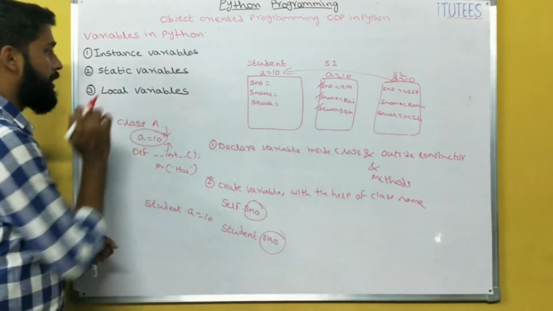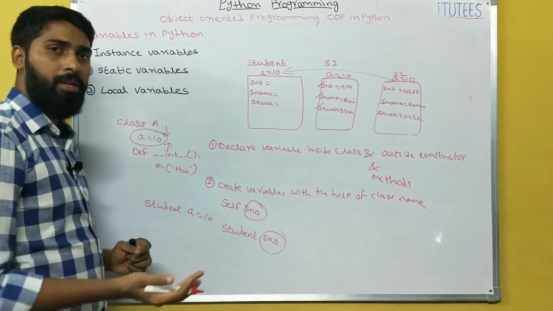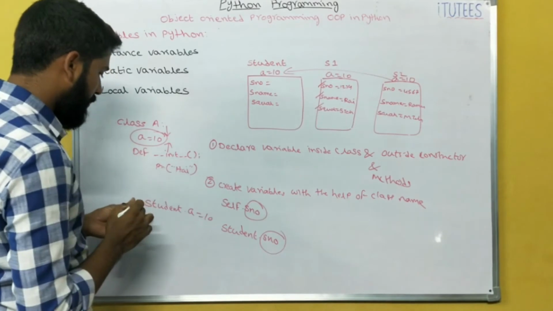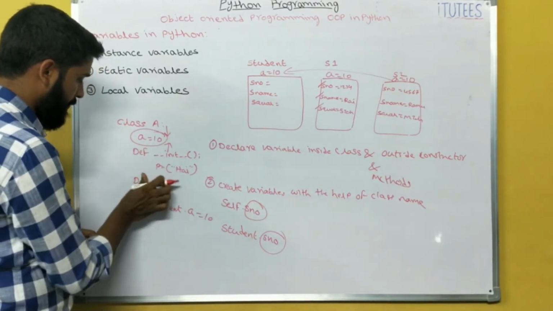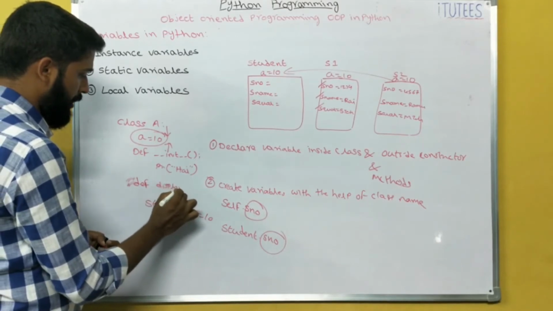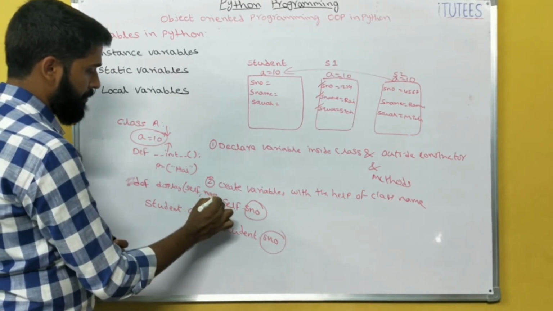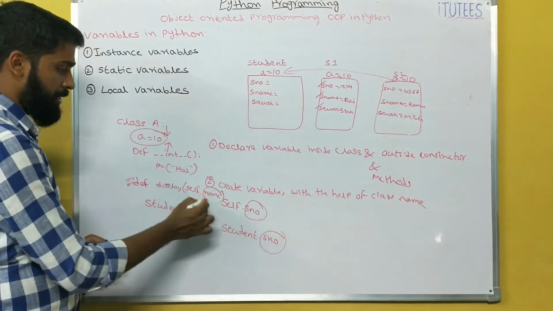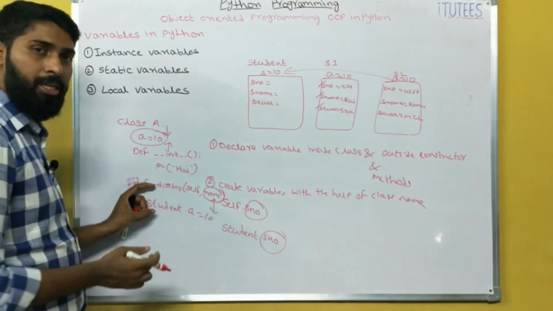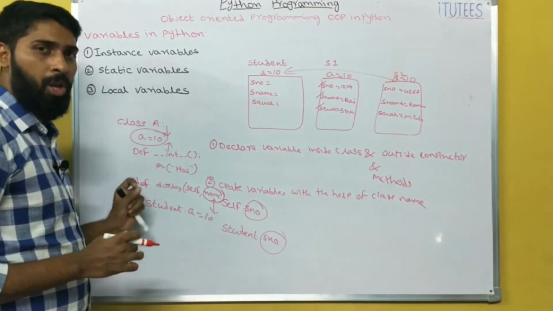Okay. And the third one is local variables. Local variable means you define a variable inside a function. For example, here I am writing another def display self comma name. This name is a local variable. That means the scope of the variable is within the function only. Those types of variables we call local variables.